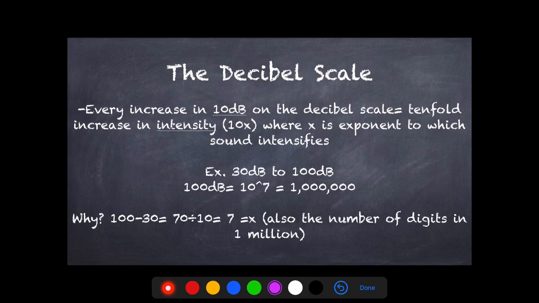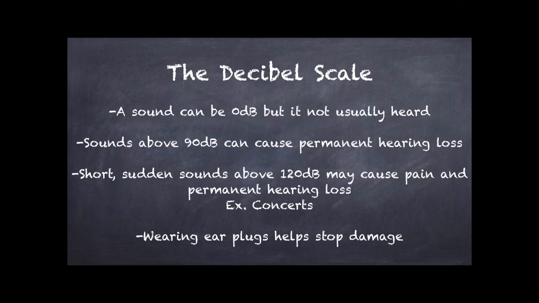Okay? Why? How do we get that? Well, first, you're going to take the 100 subtracted by the 30 to get 70. You're going to divide 70 by 10 because that's the decibel that it's increasing by, and you're going to get 7. That is going to be your x, which is your exponent. So then when you do 10 to the 7th, that equals 1 million. Okay, so the decibel scale.